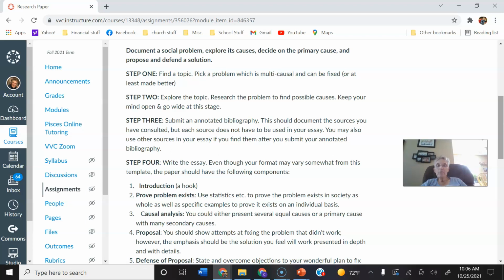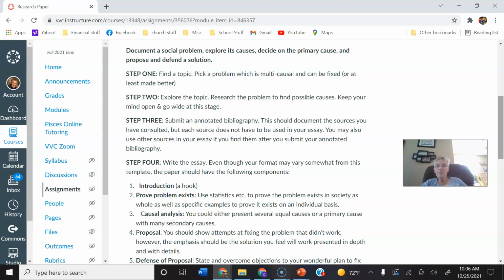You're going to find a topic, a problem that's multi-causal and can be fixed or at least made better. Explore the topic, research the problem to find possible causes, keep your mind open and go wide. Think about lots of different things that maybe could cause this, rather than just already settling on one.